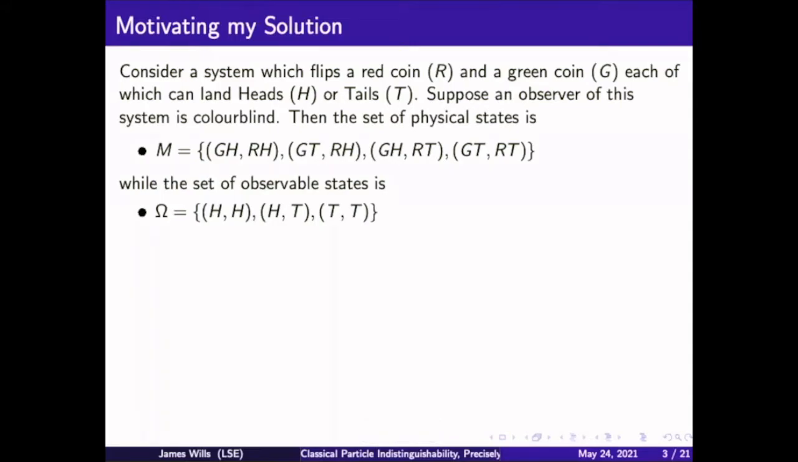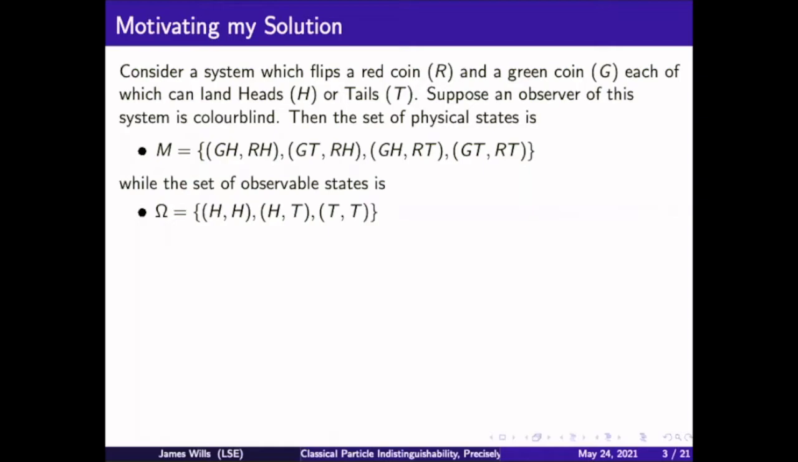To illustrate my point, I'm just going to step away from classical mechanics for a moment, just to consider this very simple motivational example. So we have a system which flips a red coin and a green coin, and each coin can land heads or tails. And suppose that an observer who is gathering frequencies about the system is colorblind, and so they cannot tell the difference between red and green.